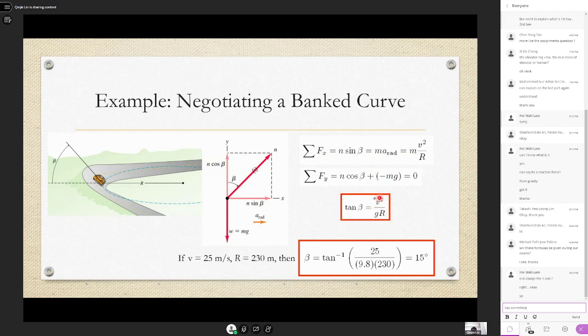Down here, you will be able to answer the question already, because they ask you to solve for beta, given a speed and some radius of curvature. You will sub in these values, 25 meters per second and 230 meters, and you will be able to get your beta. So for this particular speed, 25 meters per second, and radius of curvature 230, if this car goes through this curve where the angle is 15 degrees, the driver doesn't even need to rely on friction at all. Imagine if it's on ice, you also won't skid, because everything is balanced out for him not to move outwards.